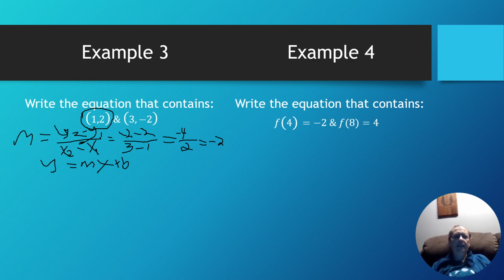So my y is 2 equals m, which is negative 2. X in this case is 1, and then plus b. So basically I'm solving this equation for b. So that's negative 2 plus b here. Add 2 to both sides.